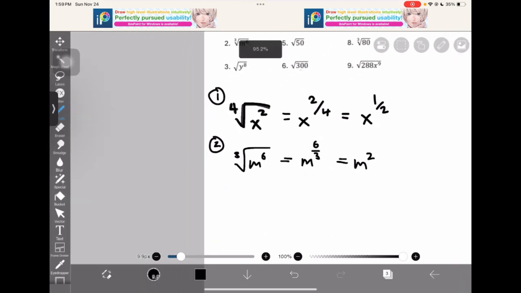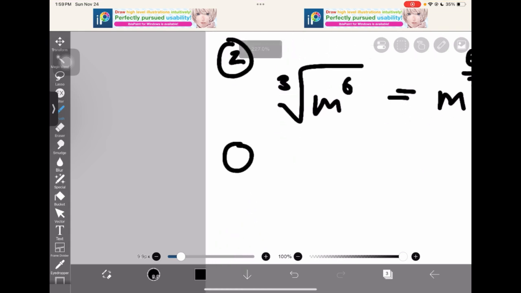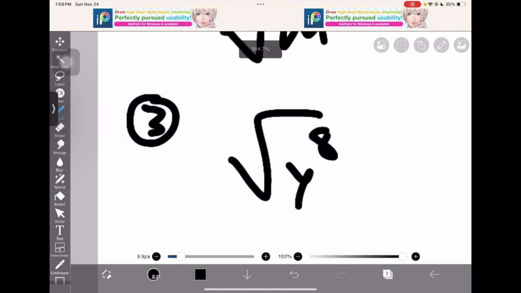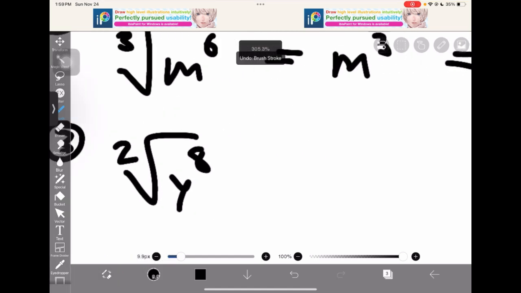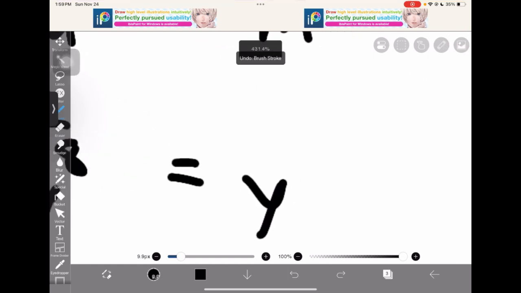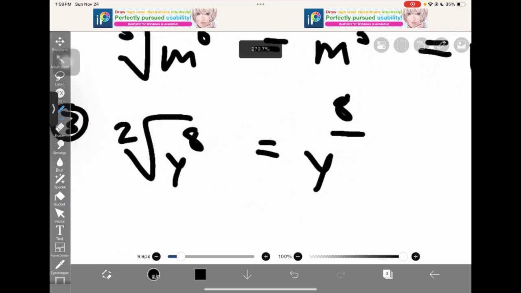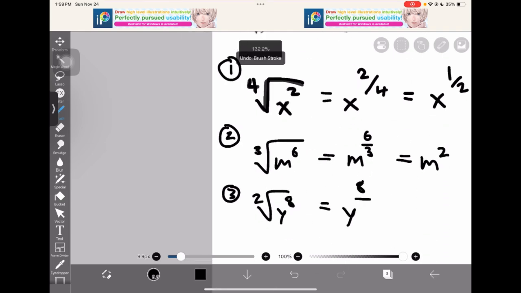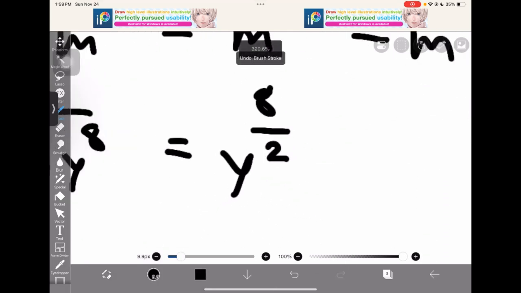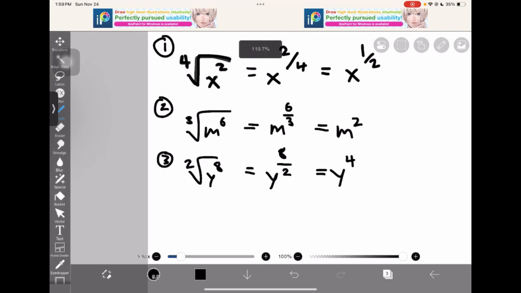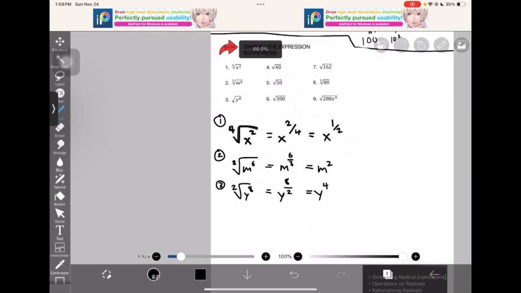Next one. Number 3. It's just the square root of y to the 8th. So once again, if there's no index, that's what they call it here, it's just 2. So y equals this number over here, which is 8, over this number, which although not shown, if there's nothing there, the index is 2. So y equals 8 over 2, or y raised to 4. So this is the simplest type.